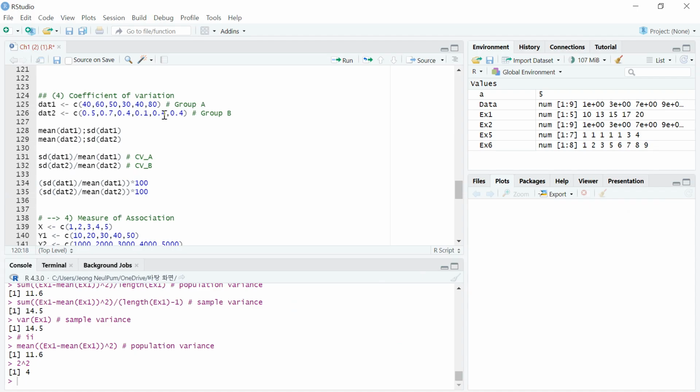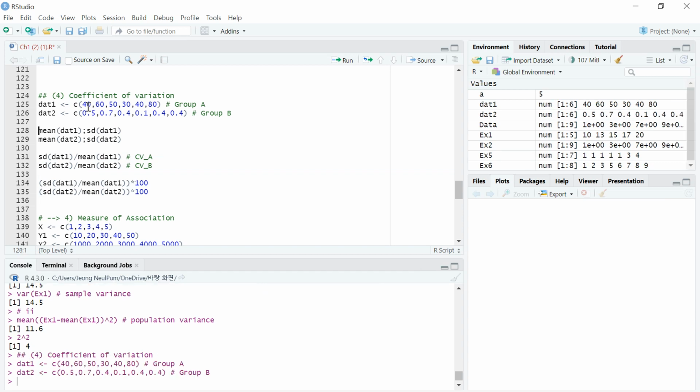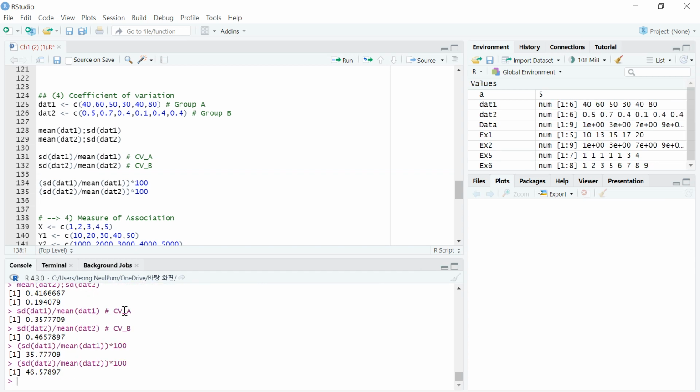So actually, we know the mean function and we know the standard deviation function. We can get each value of the coefficient of variation by using the two functions here and dividing one value by the other value, which is very easy. Let me just run all the code here, and you can get the coefficient of variation in percent value here.